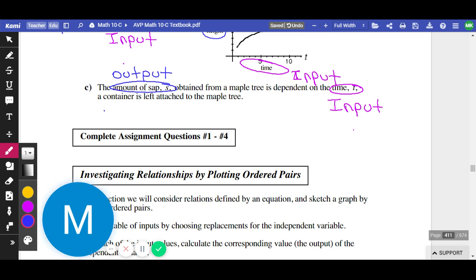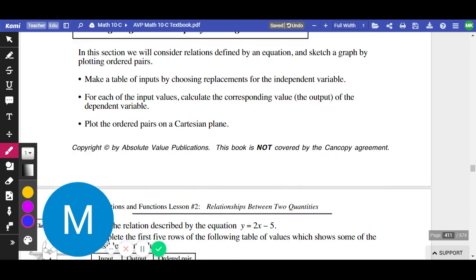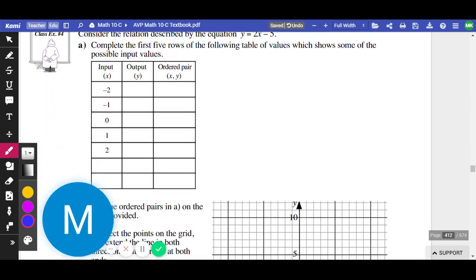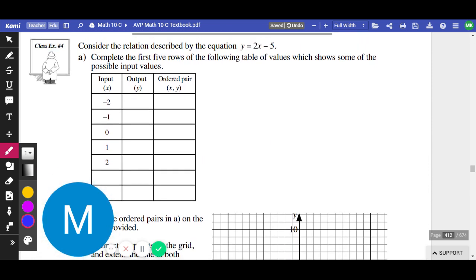Fantastic. I think you guys are getting it. It's not too bad, hey? It's kind of just definitions. Ordered pairs. So we're going to look at some ordered pairs. We're going to use an equation. When we use the equation, we're going to create a graph after we use the ordered pairs. So you're going to kind of see what I mean.